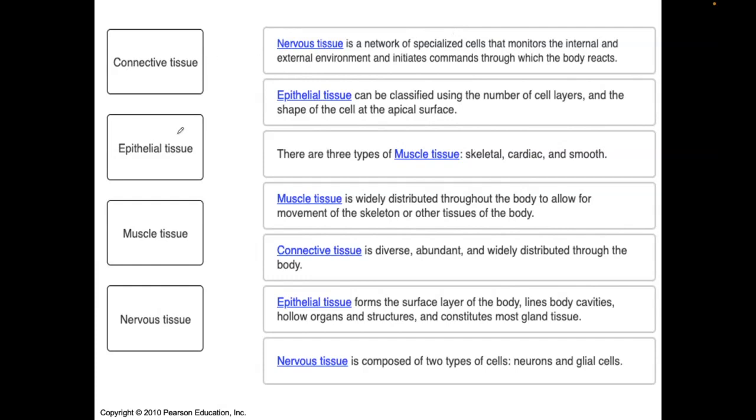All right, so it's kind of like a drag and drop, right? We have to choose between connective tissue, epithelium, muscle, and nervous tissue. So blank is a network of specialized cells that monitors the internal and the external environment and initiates commands through which the body reacts. Well, that's your neurology, that's the nervous system. What type of tissue is classified by the number of cells and the shape? Well, that's going to be our epithelium.